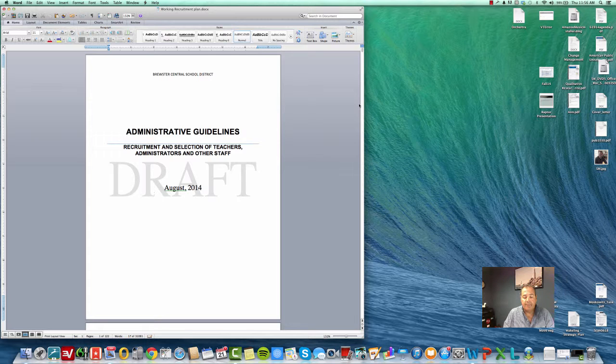So this is an example of our new administrative hiring guidelines. This summer we hired many people. We hired upwards of 30 people. And one thing that was evident is our hiring processes had to be revised. We weren't using the same forms for instructional and non-instructional. There was some confusion about what to do.